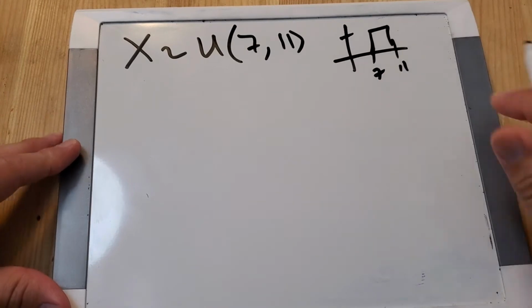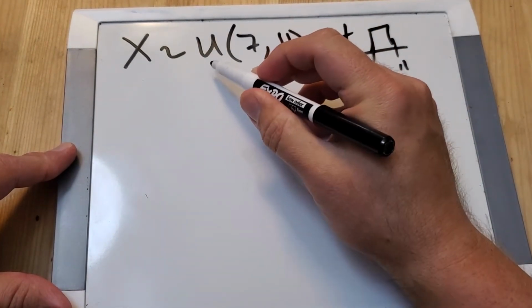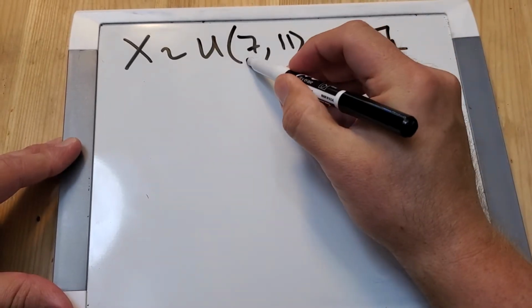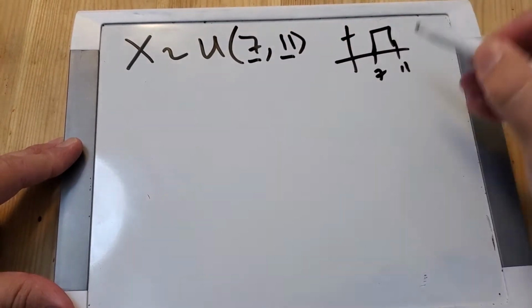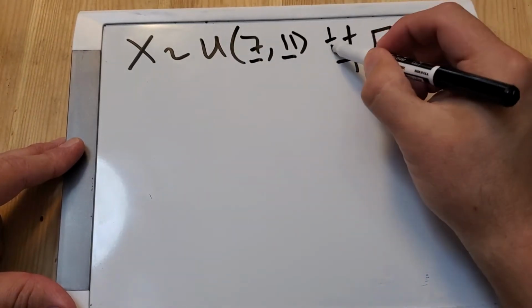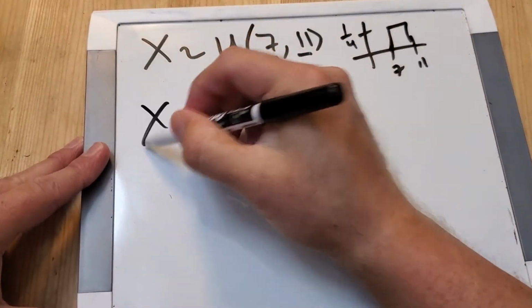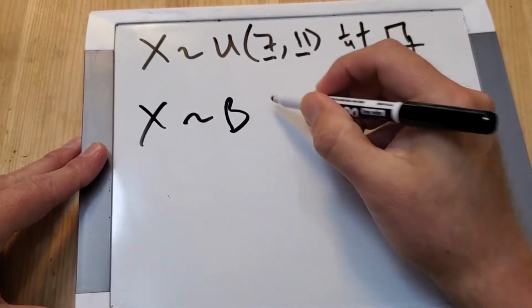I can figure out the height, blah, blah, blah. But what's important is it's uniform, so they put a U there. Then it's the first number and the last number. So it goes uniform from 7 to 11, figure out the height's 1/4, then I could do all that kind of business. Okay. If I had a binomial, I would put a B there.